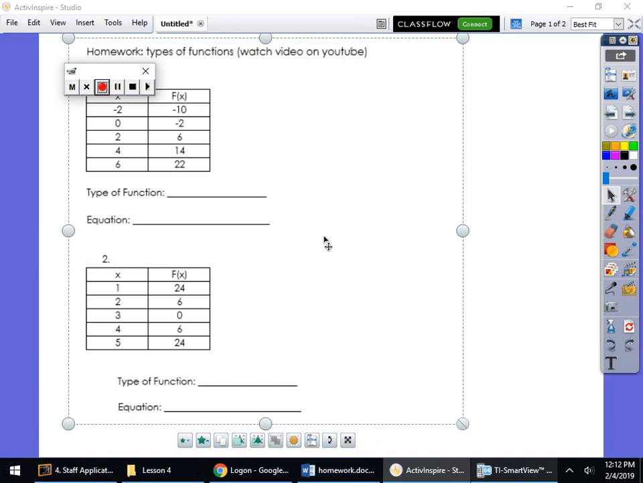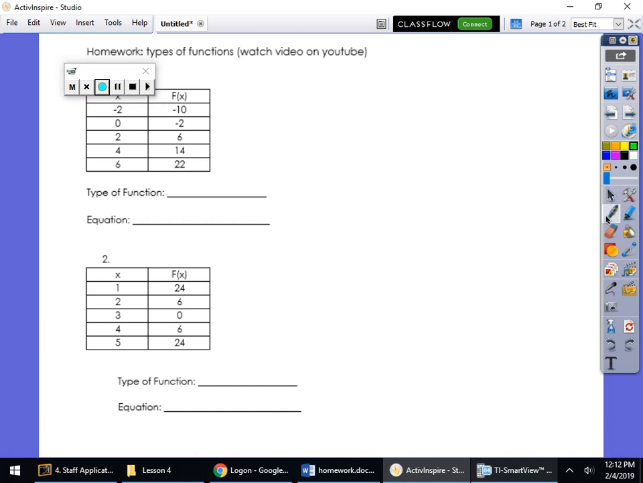Alright, tonight's homework we are looking at the three different types of functions. So we have three different tables. The first thing that we want to do is look at the change. How are each of these tables changing? How do we go from -10 to -2, -2 to 6, 6 to 14, 14 to 22? From -10 to -2, we add 8. From -2 to 6, we add 8. From 6 to 14, we add 8, and 14 to 22, we add 8.